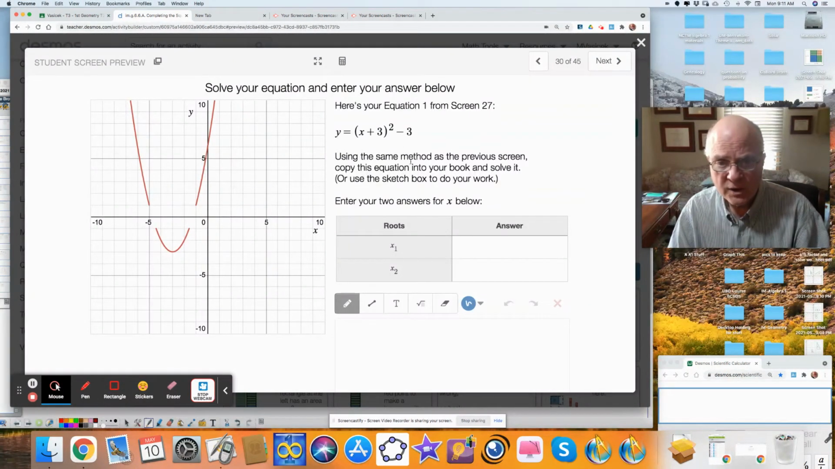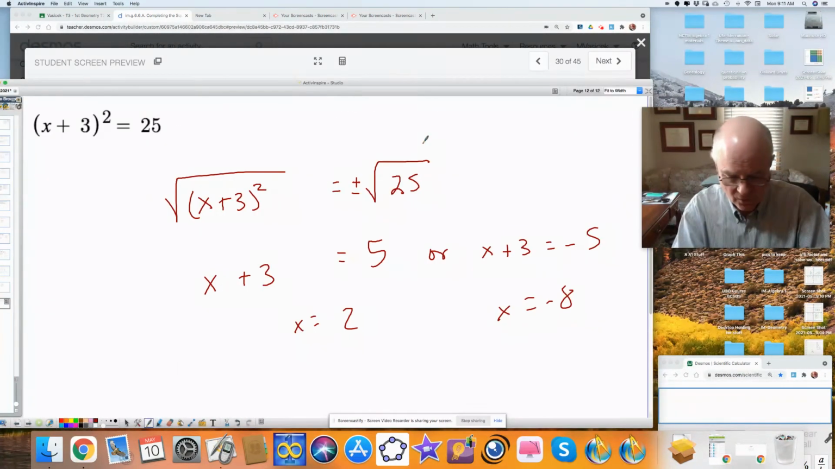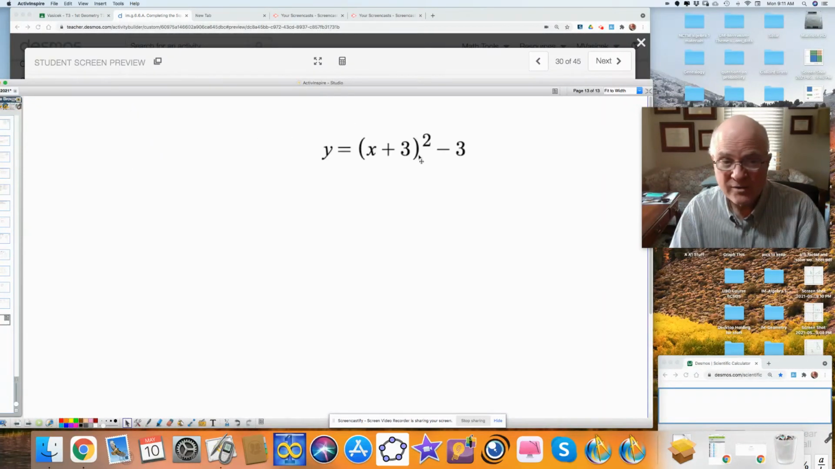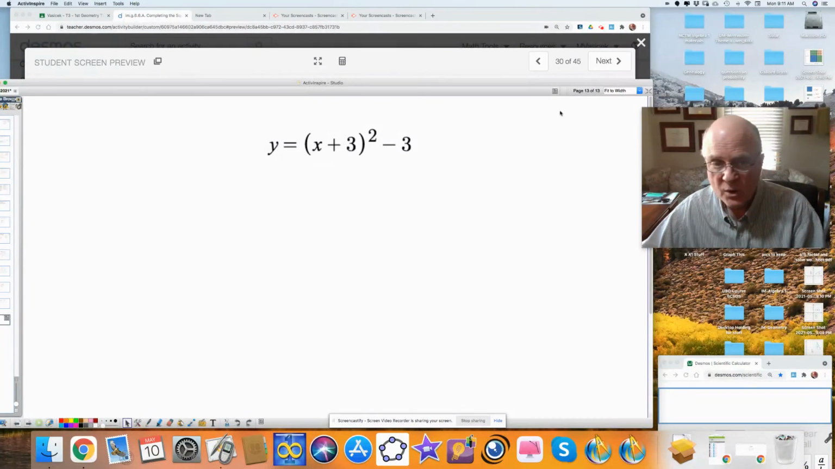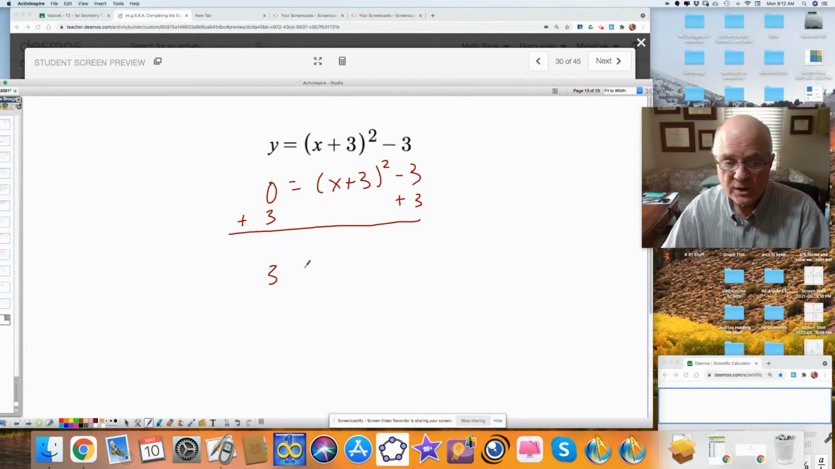And on our equation, if we were to solve this for the roots, let's do this. I'll copy this over to my whiteboard and we'll solve this. We're going to solve this for the roots, or for where the y value is 0. So we'll start by setting y equal to 0. We'll add 3 to both sides of the equation. And we get 3 is equal to x plus 3 squared.